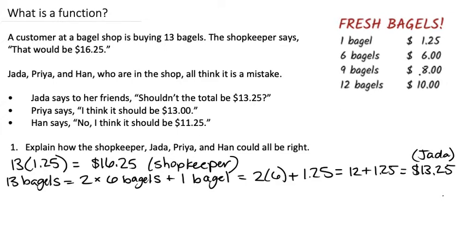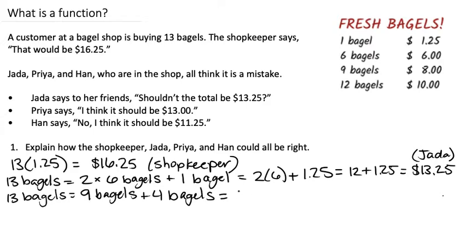Another way that I could figure it out is using the fact that 9 bagels would cost $8. So for 13 bagels, it would be 9 bagels plus 4 bagels. I know that 9 bagels cost $8 and 4 bagels would cost $1.25 each. And that would give me a total cost of $13. And that must be the method that Priya used because she got a total of $13.